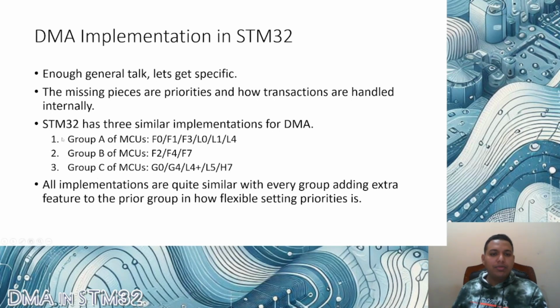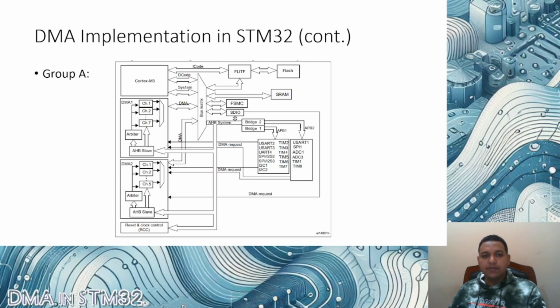We will start off with group A, and this is the bus matrix for the STM32 F103 family of microcontrollers. We can see here that the Cortex-M3 is right next to 2 DMAs. Each one is connected to the bus matrix through a master port. Unlike other implementations, as we will see when we get to them, where the DMA may be connected to multiple master ports on the bus matrix, the main takeaway from this diagram is that each DMA is connected through only one master port to the bus matrix.